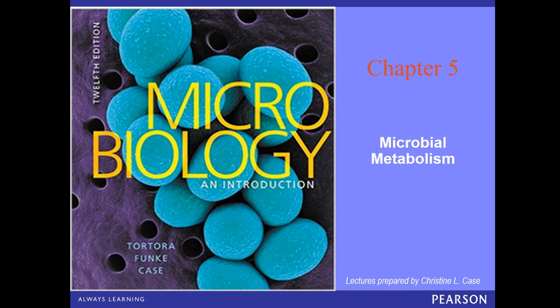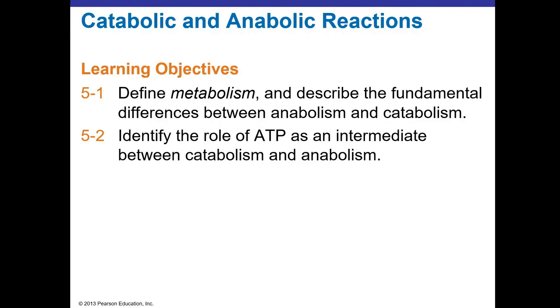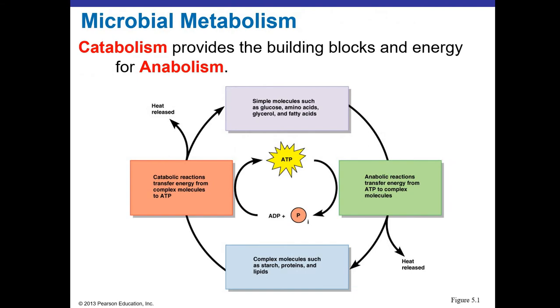Welcome back. Today we're going to talk about Chapter 5, Microbial Metabolism. So we're going to look at both catabolic and anabolic reactions to generate ATP, but we're going to talk mostly about the catabolic metabolism. Microbial metabolism provides the ability to break things down, and then anabolic reactions give us the ability to build things up.